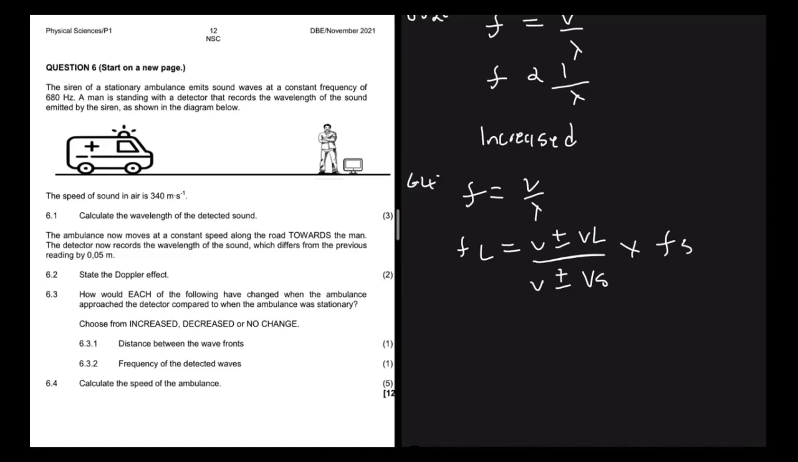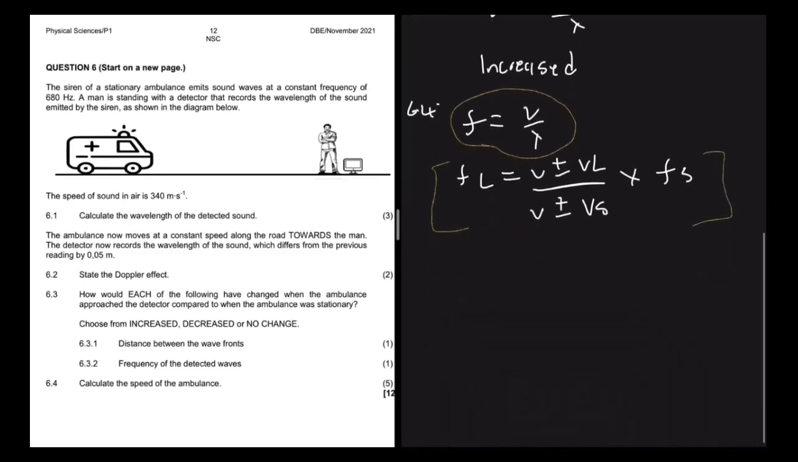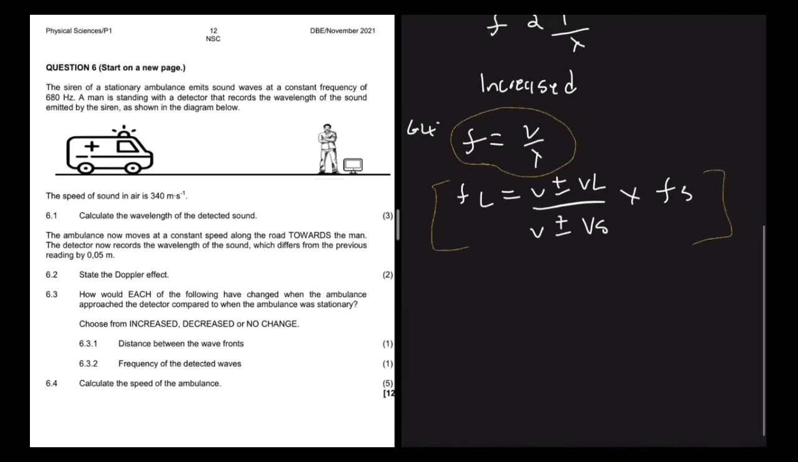And then this question says the speed of the ambulance. The first formula cannot help us with the speed of the ambulance, so this is the formula we're going to use, right? So now we have to identify all the information we have and then decide on how we can determine the speed of the ambulance. So the ambulance is the source, right? So we are interested in this Vs here. We are interested in this Vs.